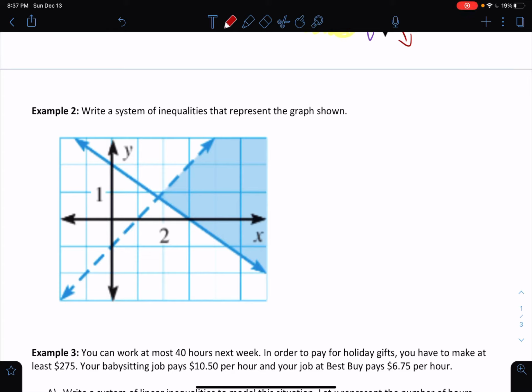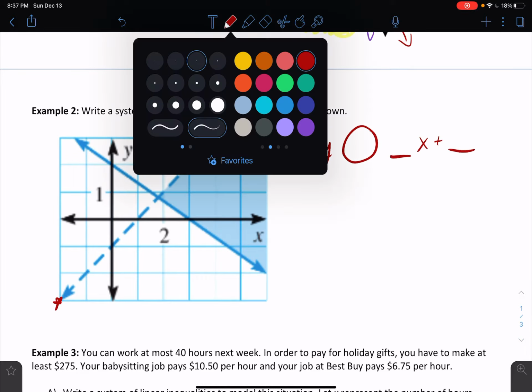In example 2, we need to write a system of inequalities that represents the graph shown. So I'm giving you a graph here, and we need to write the system. First off, I'm just going to take each of these inequalities and write an equation to represent it. For this dashed one, I've got y, some inequality symbol, some slope, and some b value. So we just have to fill this in.